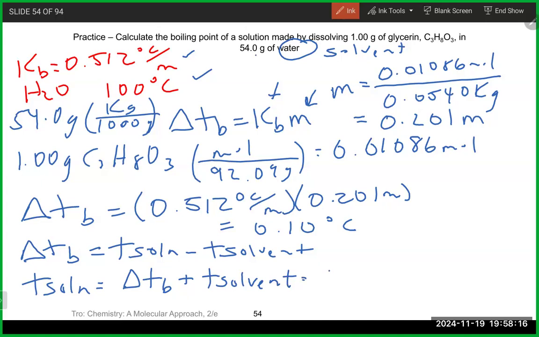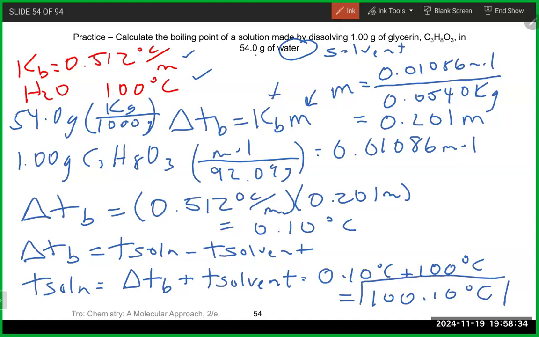And that would be the normal change we just got, which was 0.1 degrees Celsius, plus our normal boiling point of 100 degrees Celsius. That gives us a whopping increase in boiling point from 100 to 100.1 degrees Celsius in this particular case. It did go up a little bit, obviously. In this case, it went up 0.1 degrees Celsius.